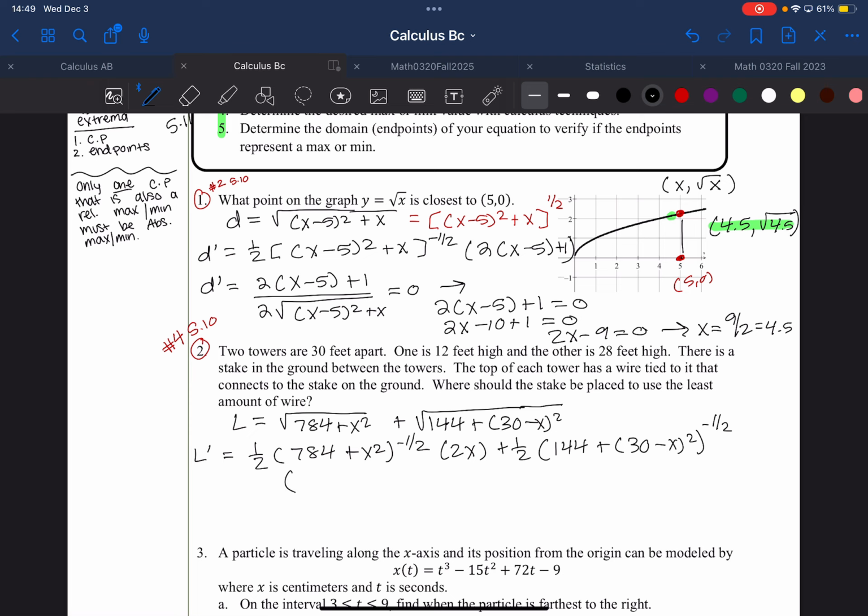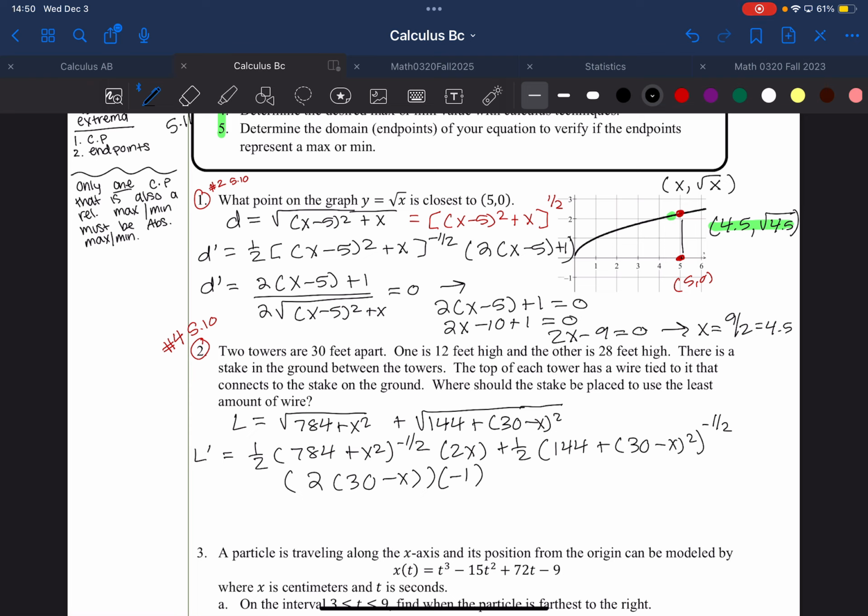Okay, yes. I'm just going to write it out before you distribute it. So it's 2 times 30 minus x, right? So we bring the 2 down. And yes, if we were to distribute that 2, it would be 60 minus 2x. And then we have to take the derivative of 30 minus x, which is negative 1.